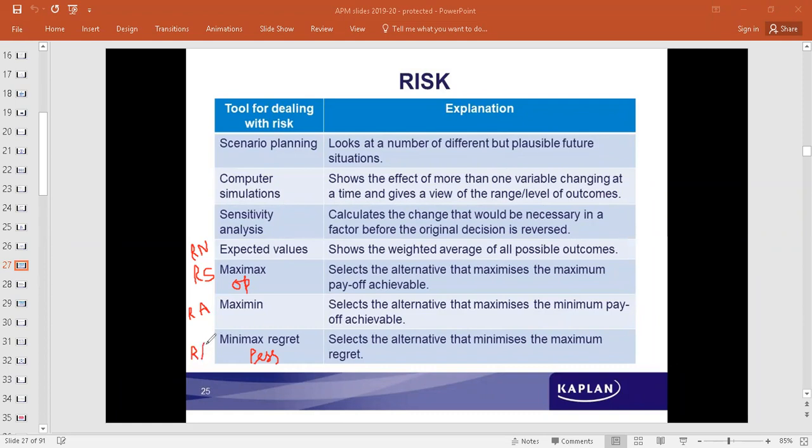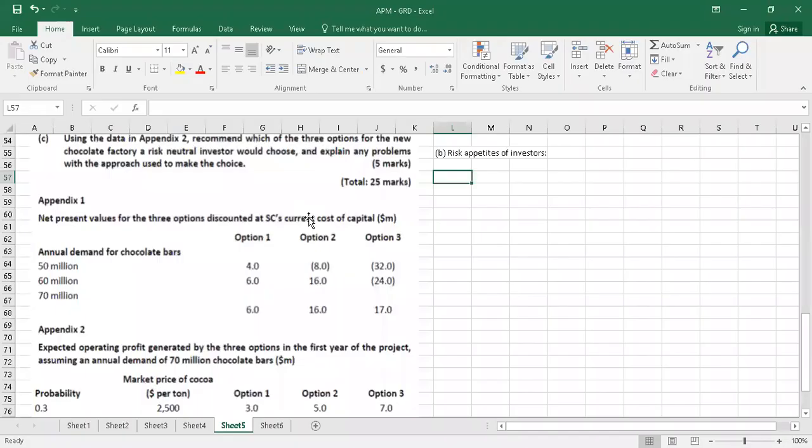And base their decision on that. Okay, so now the new set of investors here have high appetite for risk. So what should be the strategy? It would be maximax.